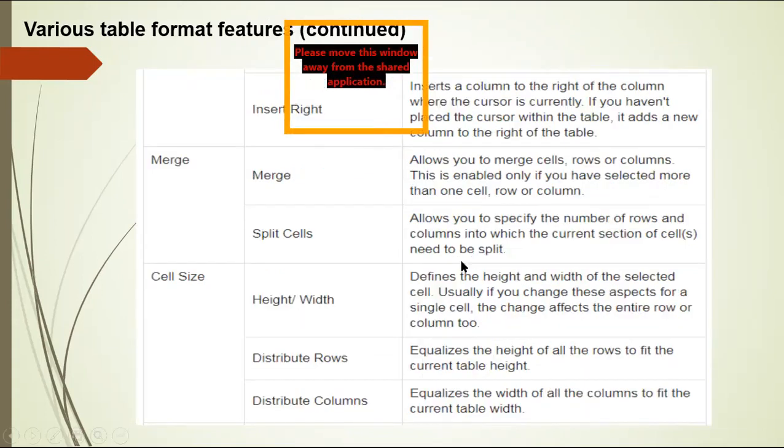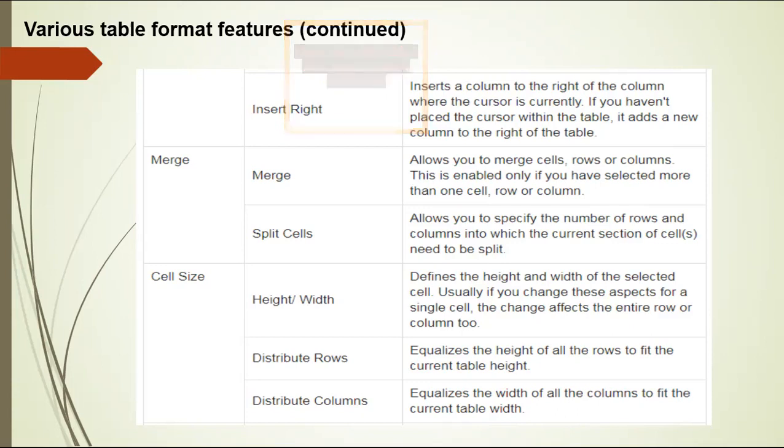So, yan. When we have also distributed rows under cell size, equalize the height of all the rows to fit the current table height. Yan. Equalize. So, pag tinawag doon yung size niya, yung height niya ay pagpapare-parehain niya. Yan. And also this distributed column, equalize the width of all the columns to fit the current table width. Yan.